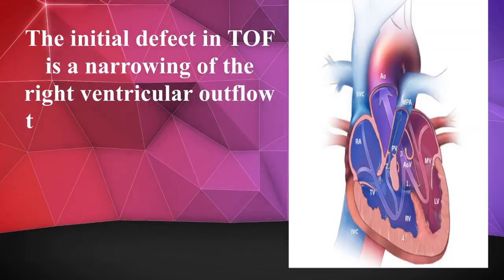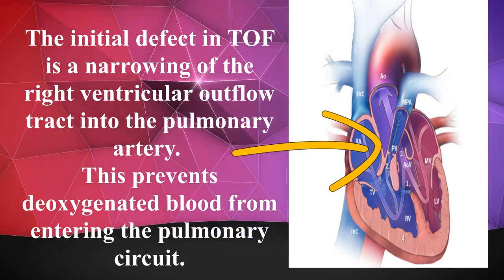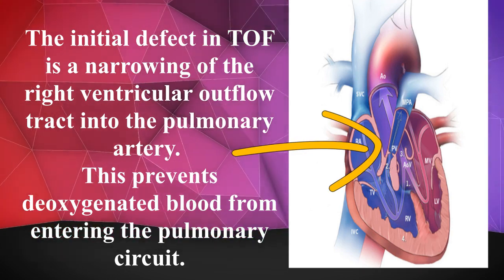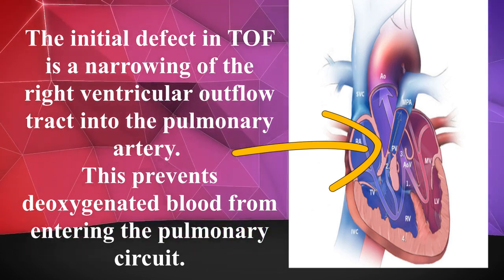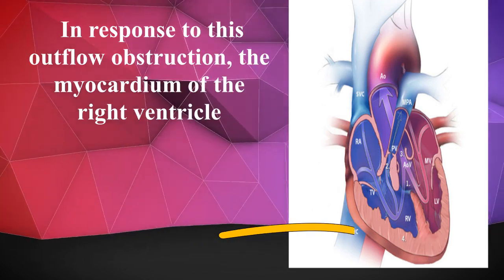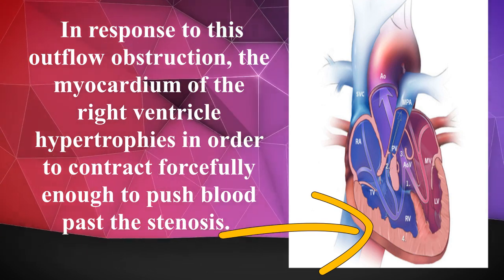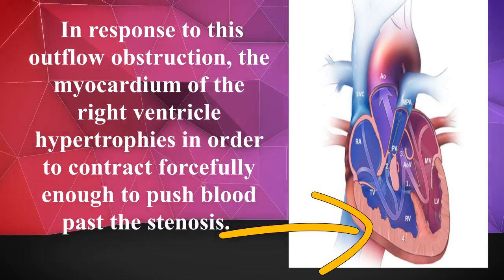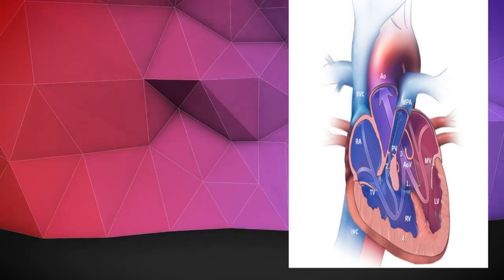Pathophysiology. The initial defect in Tetralogy of Fallot is a narrowing of the right ventricular outflow tract into the pulmonary artery. This prevents deoxygenated blood from entering the pulmonary circuit. In response to this outflow obstruction, the myocardium of the right ventricle hypertrophies in order to contract forcefully enough to push blood past the stenosis.